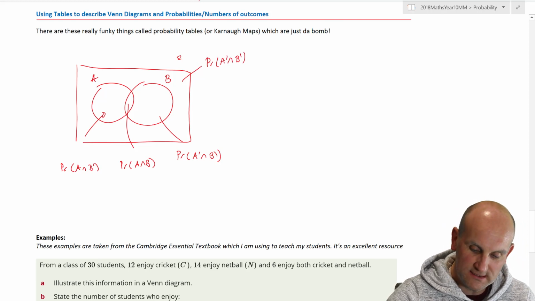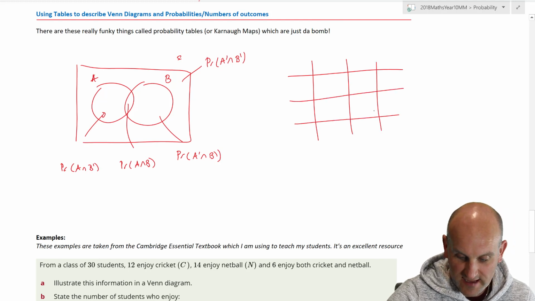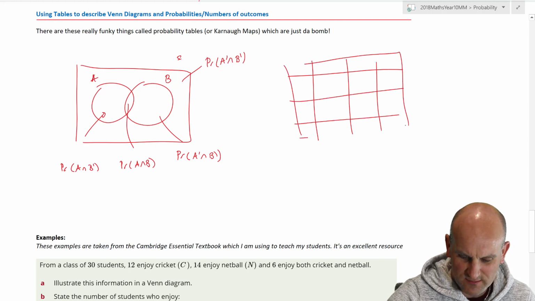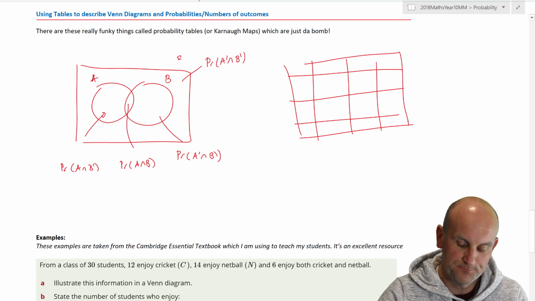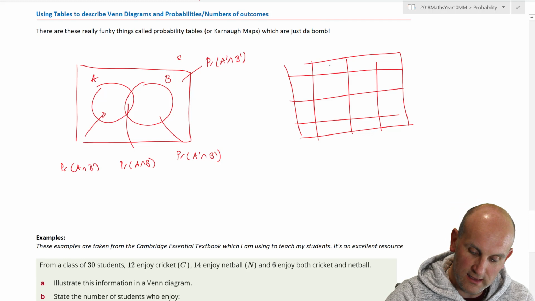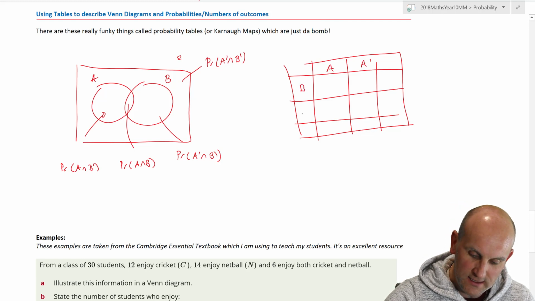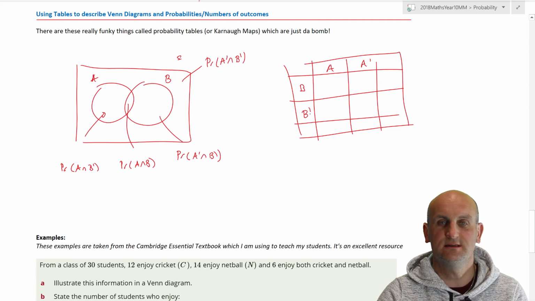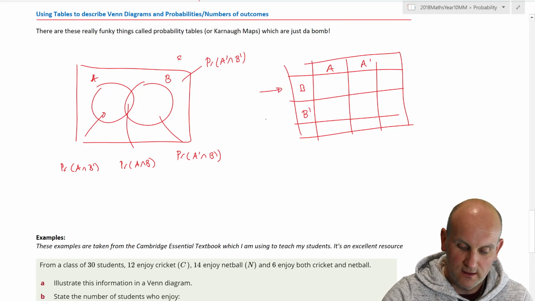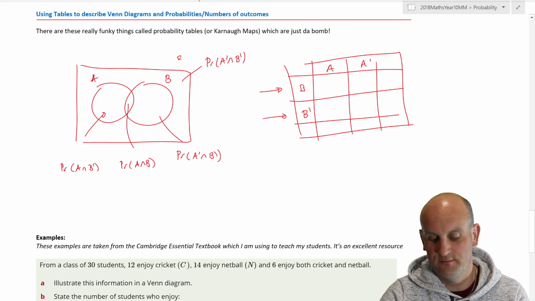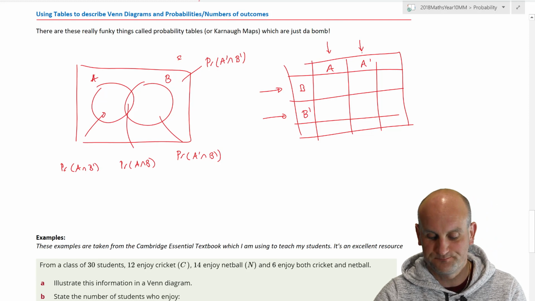Now, a probability table is just a way of expressing that same information in a table. All right, and here's how we do it. So the first thing we do is we say here is A and here is not A, and here is B and here is not B. Now what we're saying is this row here contains the probability of B happening, this row here probability of B not happening, this A happening, this not A happening.